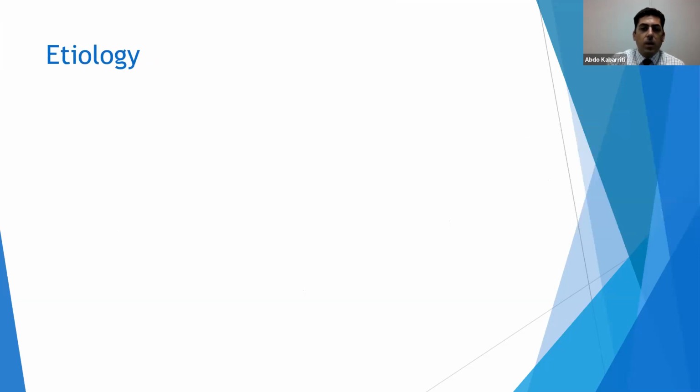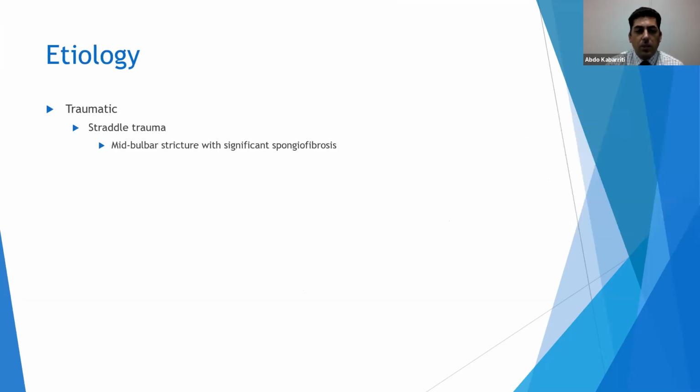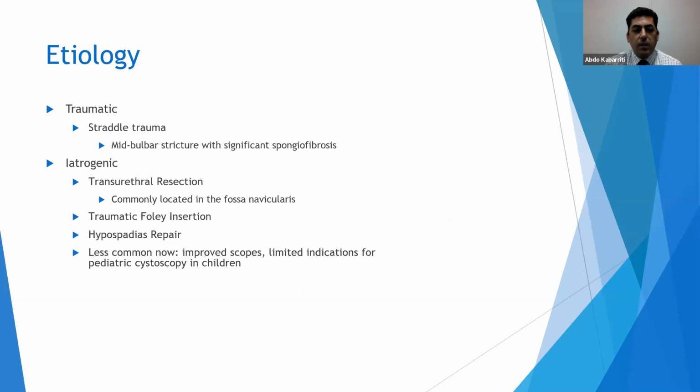So the etiology of urethral stricture, right? Many of them are traumatic, and often straddle trauma, which could cause a mid-bulbar stricture with significant spongiofibrosis. They could be iatrogenic after a transurethral resection, whether it is of the prostate or the bladder. These strictures tend to be located in the fossa navicularis. A traumatic Foley insertion, think of the patients, for example, who have had hematuria and they've had multiple Foley catheters going in, going out. These are the patients who could potentially go on to develop a stricture.